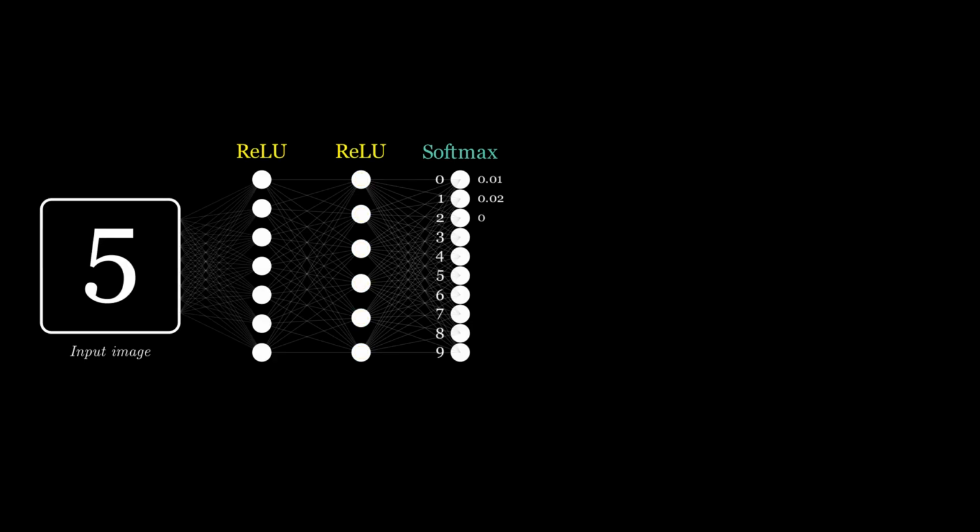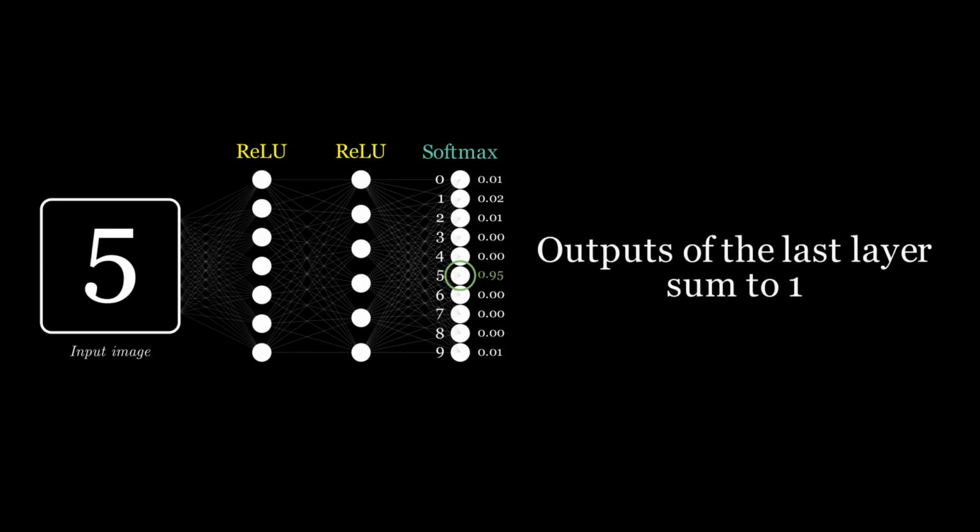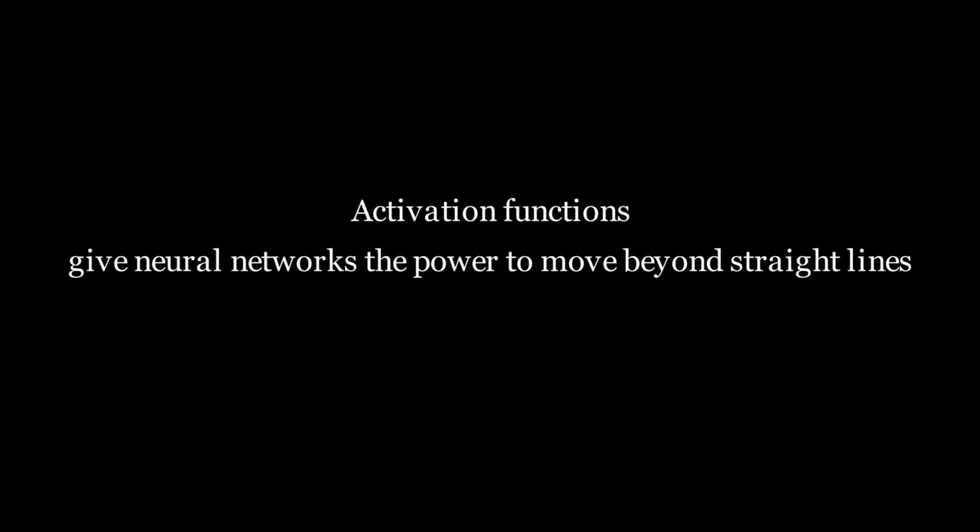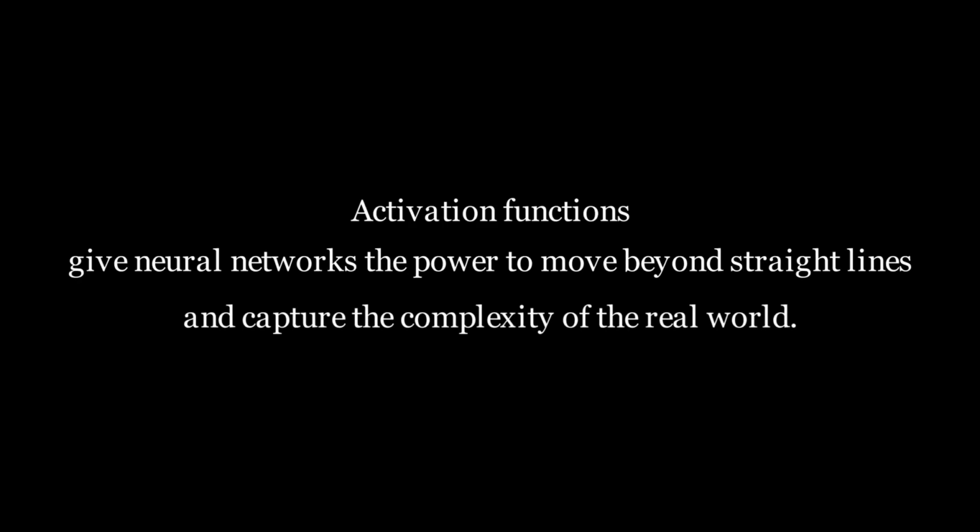In the output layer, the final logits go into Softmax, which turns them into class probabilities. These probabilities are non-negative and sum to 1. We pick the class with the highest probability, and that's the model's prediction. Activation functions give neural networks the power to move beyond straight lines and capture the complexity of the real world.